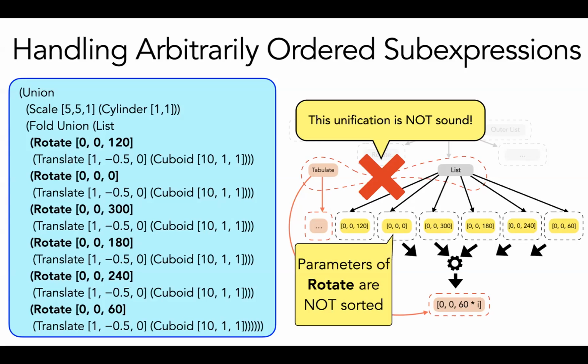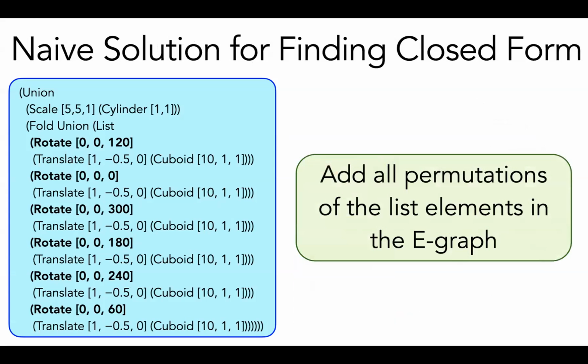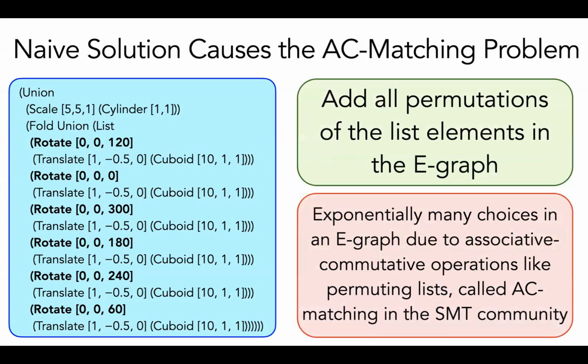And all kinds of things go wrong once you have 0 equals 1, basically. So one thing you might think is, well, we've got these rewrites. Maybe we can say that a list under a fold union, we can permute it. So we could just try to add all the permutations using associativity and commutativity. But unfortunately, that blows up real quick. And this is a classic problem from the automated theorem proving community.